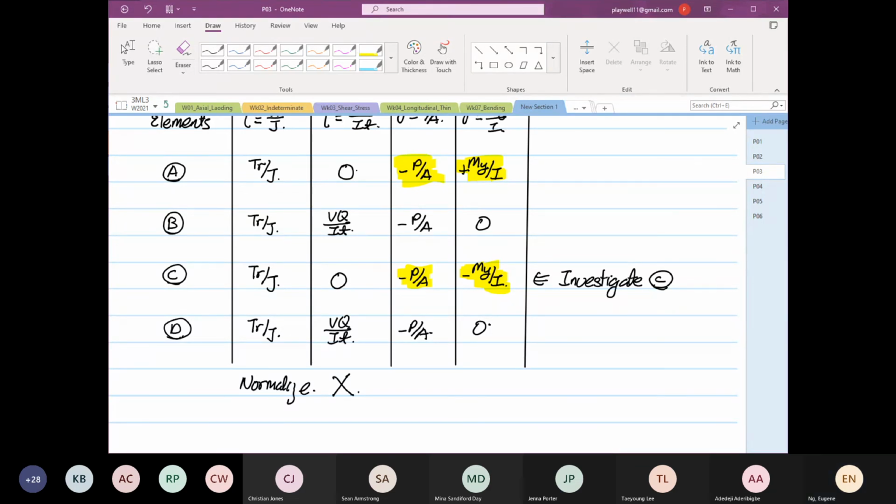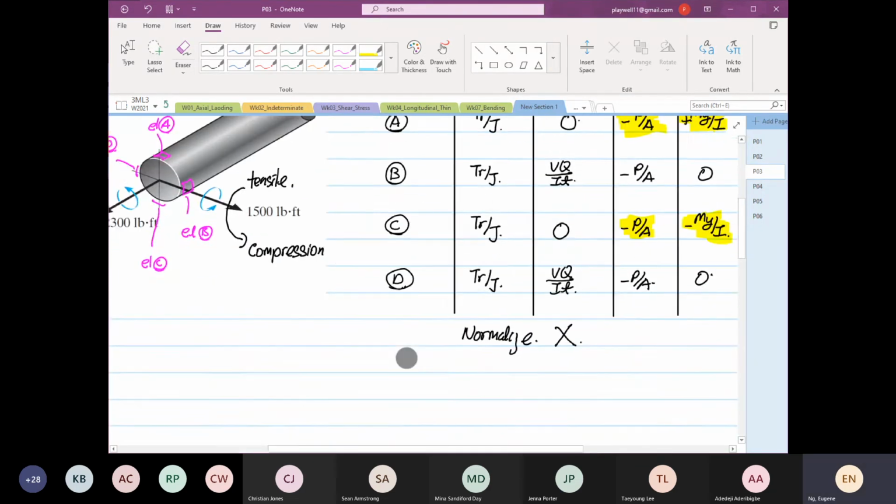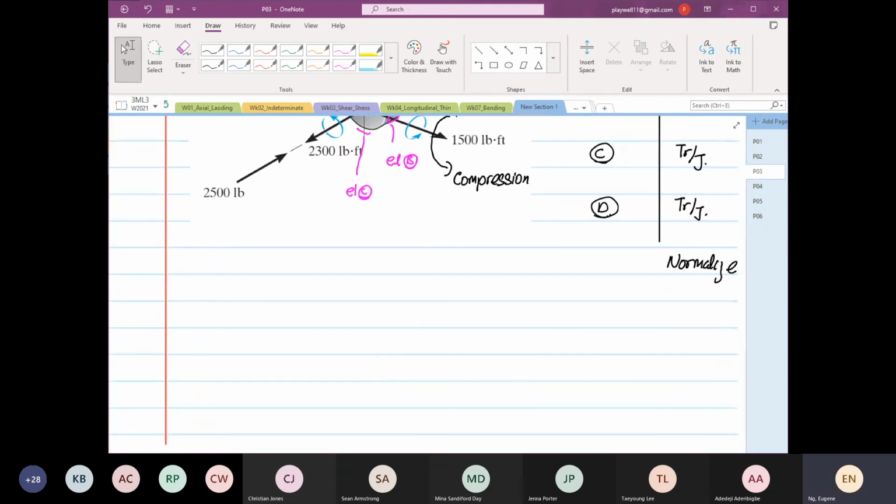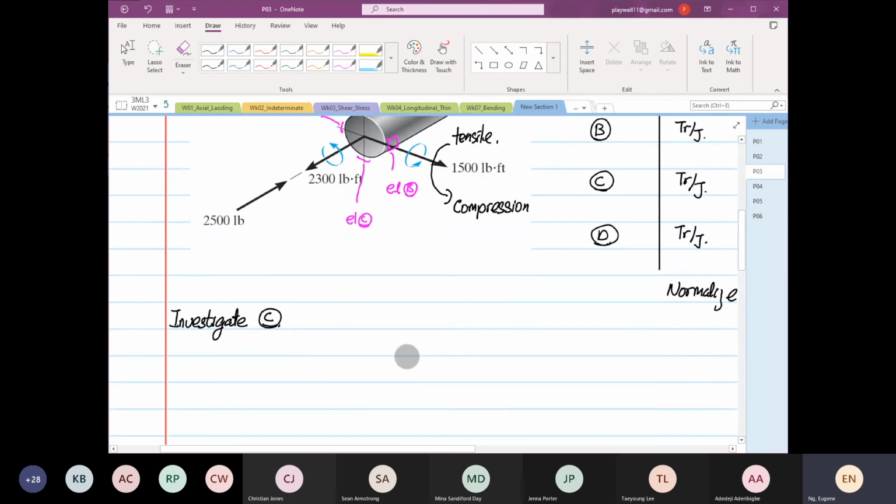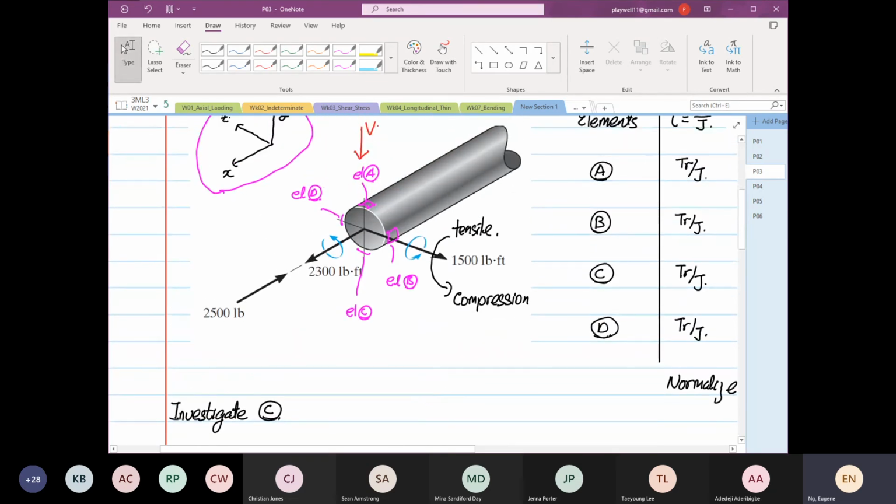So from here, we are going to investigate element C. I'm going to draw now. When you visualize an element, you have to make sure there is no obstruction. What do I mean by that? We are going to look at element C.